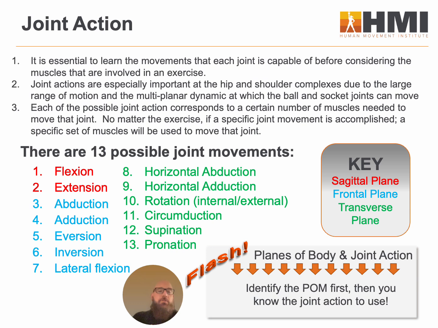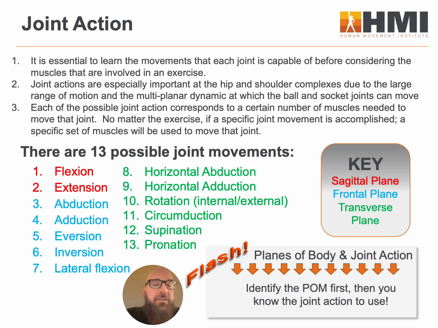All right. So hopefully you've gotten through those. At least they give you some background. Now let's look at the possible joint actions. So we've got 13 possible joint movements. And you're going to see on the right-hand side the key.